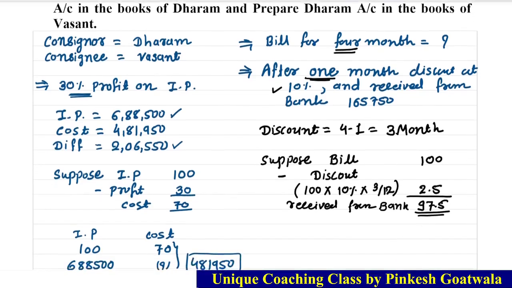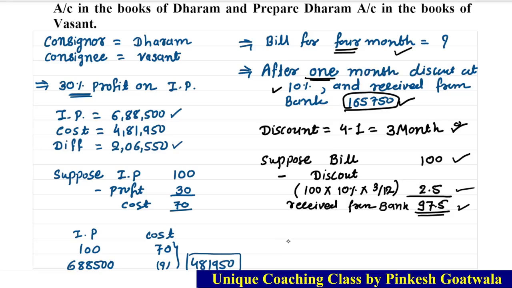Now you can understand how to find out the amount of BR. Again, discount 3 months, we know that. Just suppose if bill 100, then discount will be 2.5. So we received 97.5. And here we have a amount of received from bank. So now what we have and what we want to find out? We have a amount of received from the bank and we want to find out the bill amount.